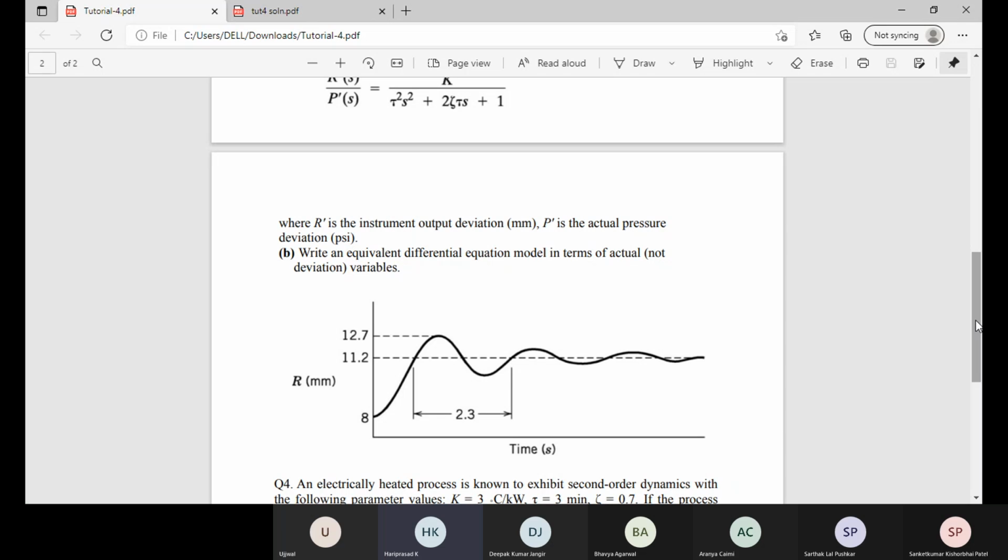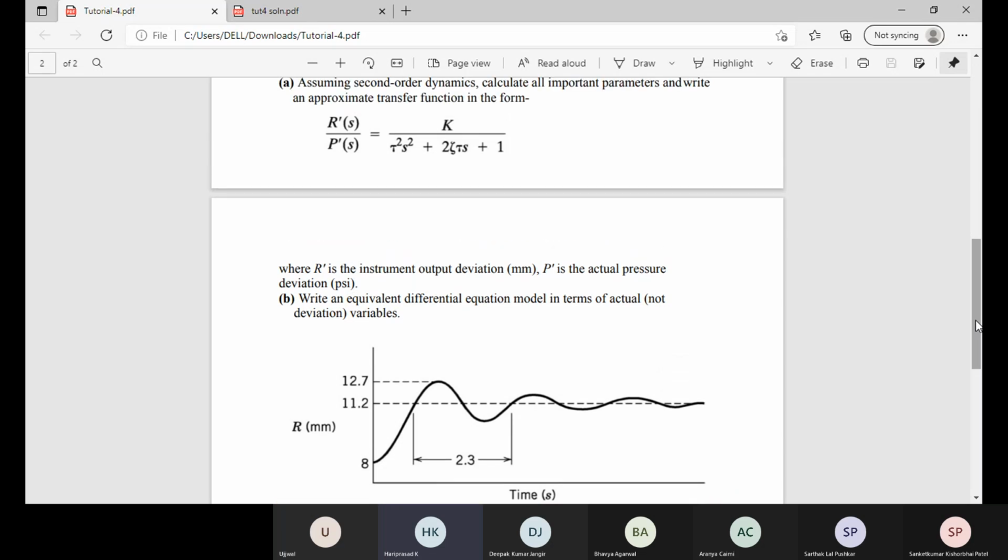Otherwise all the parameters are given, so you can use some of the expressions like overshoot, decay ratio, period. If you have the overshoot, decay ratio and all, you should be able to figure out the values of tau, zeta and k. Then you would get your actual transfer function, which means that you would plug in the values of k, tau and zeta. What they are asking is, please write the corresponding ordinary differential equation. They are not asking you to integrate. So just write the ODE form of the original equation.